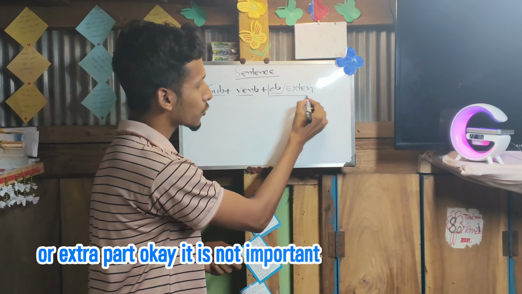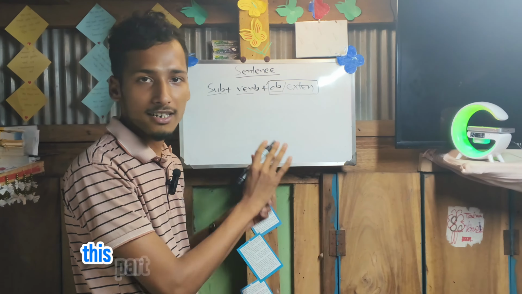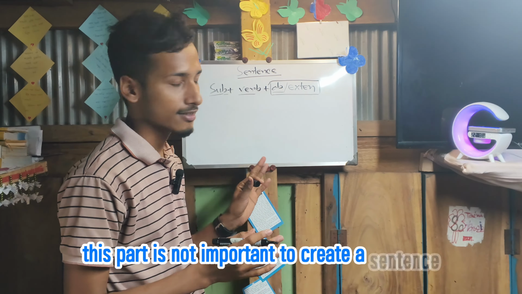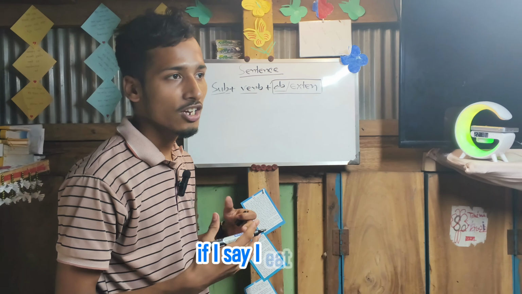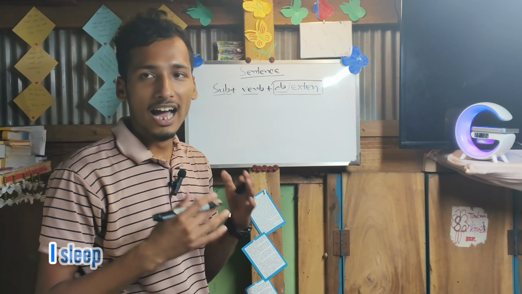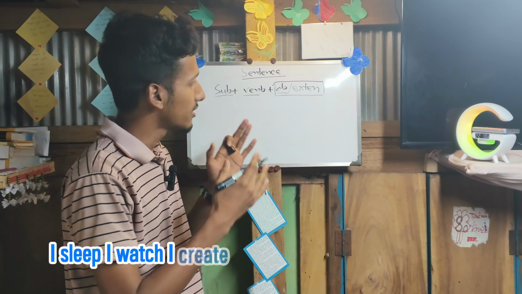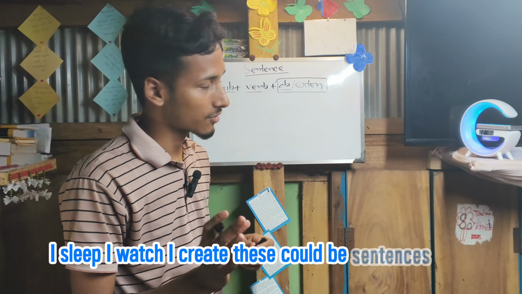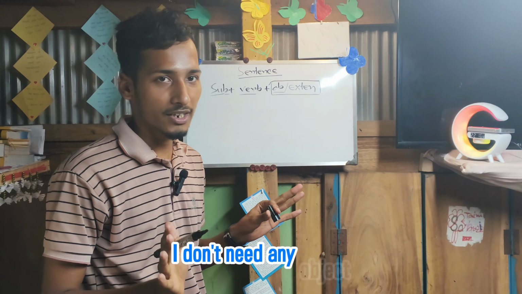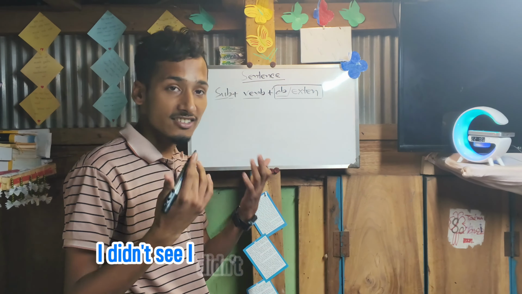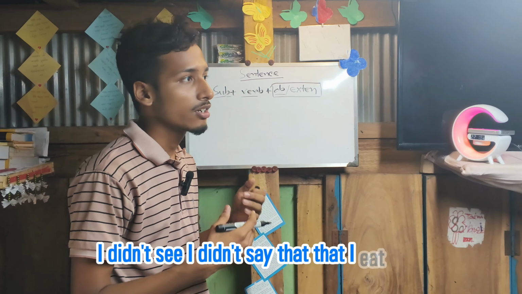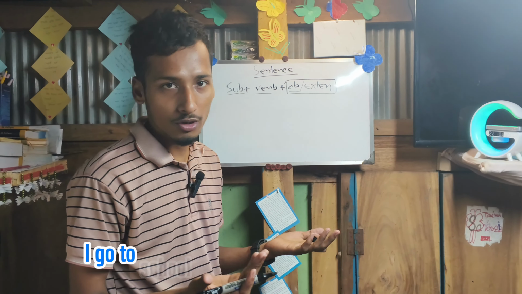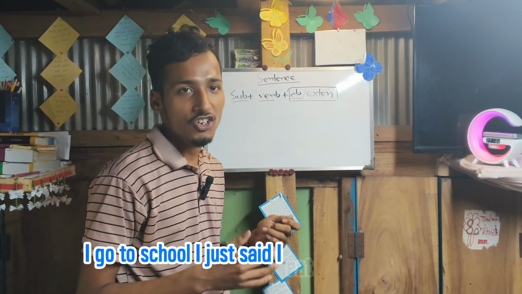It is not important to create a sentence. If I say I eat, I go, I sleep, I watch, I create, these could be sentences. Okay. I don't need any object. I didn't say that I eat food, I go to school. I just said I eat, I go.